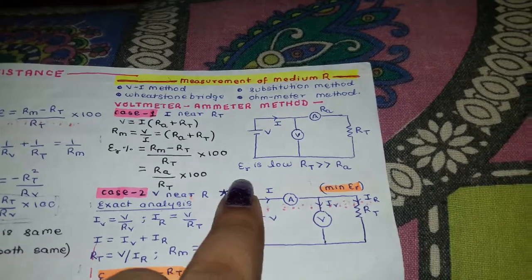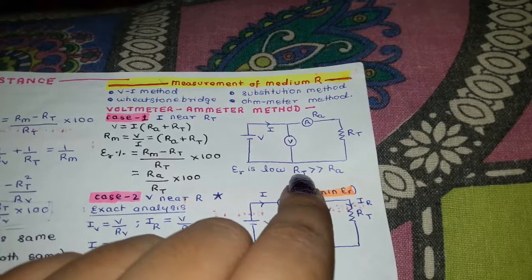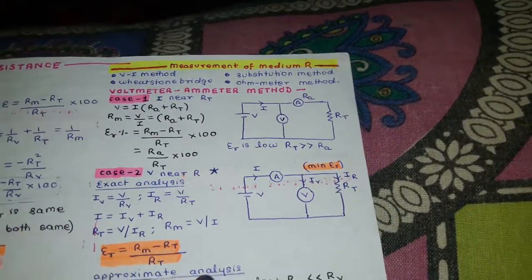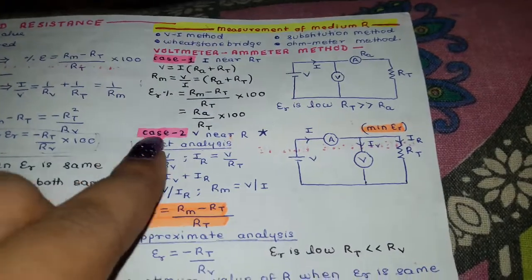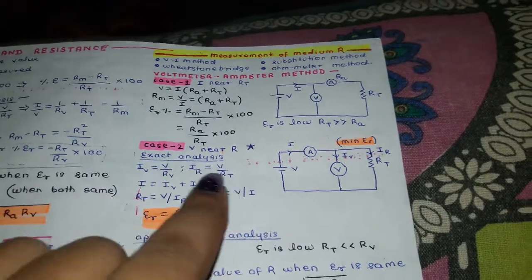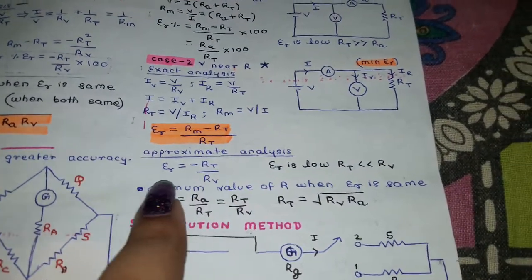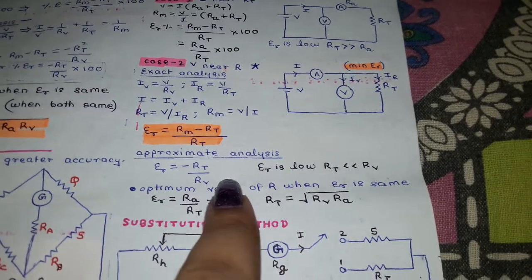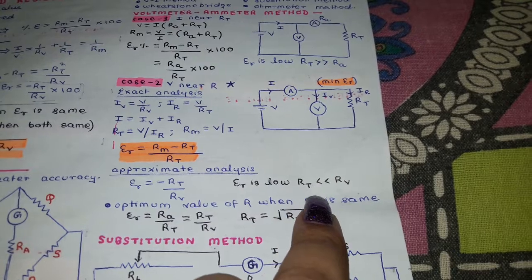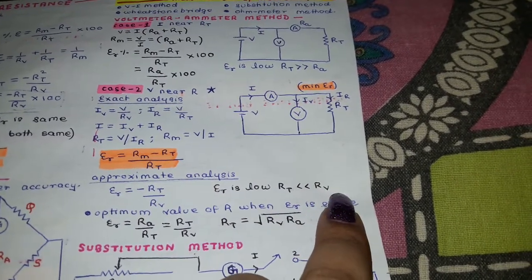In this case your error is low when the value of unknown resistance is much higher than the internal resistance of the ammeter, same as we studied previously. Now we have case 2, when the voltmeter is close to your unknown resistance. Here we have this analysis and your error is given by this particular formula. Then we have an approximate analysis given by this. Your error is low when your unknown resistance has a lower value than the voltmeter internal resistance.